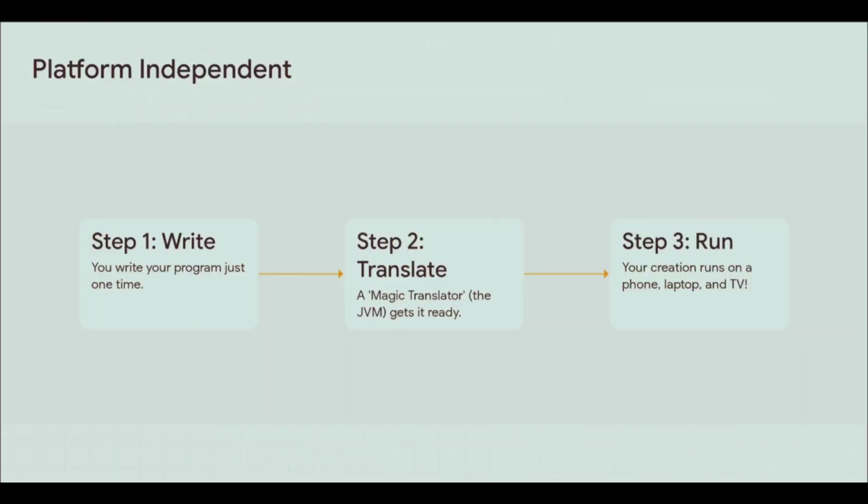So here's how the magic works. You write your program just one time. That's it. Then, this little helper called the Java Virtual Machine, or JVM for short, acts like a magic translator. And this translator lives on all kinds of devices. Your Windows laptop, your friend's Mac, the Android phone in your pocket. It takes your one piece of code and makes sure it runs perfectly everywhere. No changes needed. That is a total game changer.